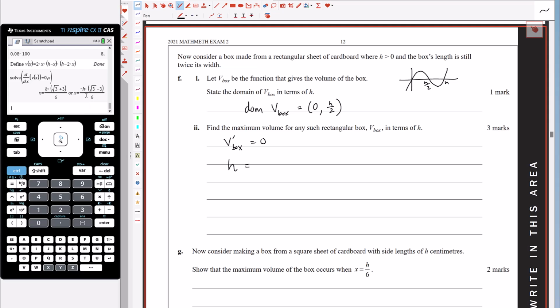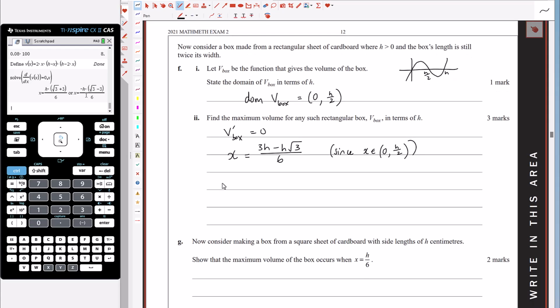So we want 3h minus h root 3 over 6, because we know we have to be in this domain. Sorry, it's not h equals that, it's x equals that. So that's the value of x that gives us maximum volume. It didn't actually ask us for that in this question.